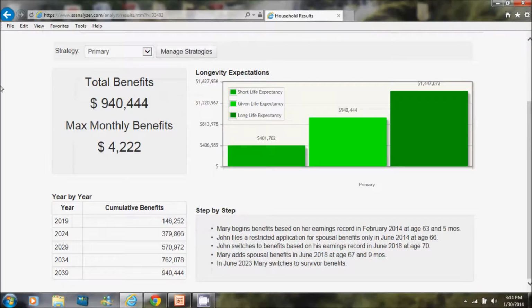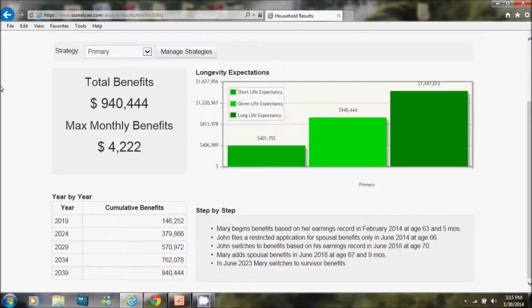I've entered all the information for this couple, and the software comes out and says that the recommended strategy for them is for Mary to begin benefits based on her earnings record at the age of 63 and 5 months, that John file a restricted application for spousal benefits at age 66, then John switches to benefits based on his earnings record at age 70, Mary adds spousal benefit at the age 67 and 9 months, and then she switches to survivor benefits. If they follow this strategy, they can expect to receive a lifetime benefit of $940,000. This is the recommended strategy. If they live longer than Social Security thinks they'll live, they could get as much as $1.4 million over the lifetime. And if they live less, they can get $400,000.